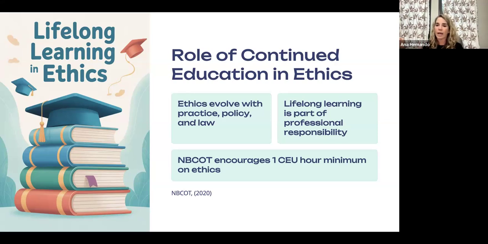So that is why we need to look at lifelong learning as a professional responsibility and ethically look at what we are taking as professional development courses, and are they truly benefiting our clients that we're serving and continuing our education, or are the courses we're taking just to check the box and just a regurgitation of what we already know?